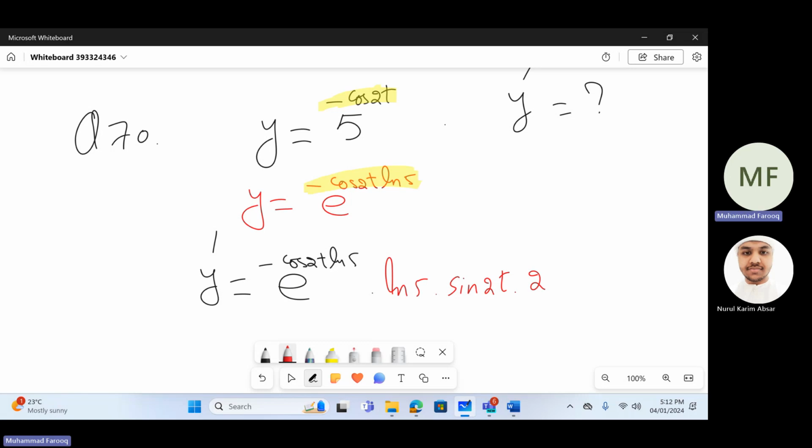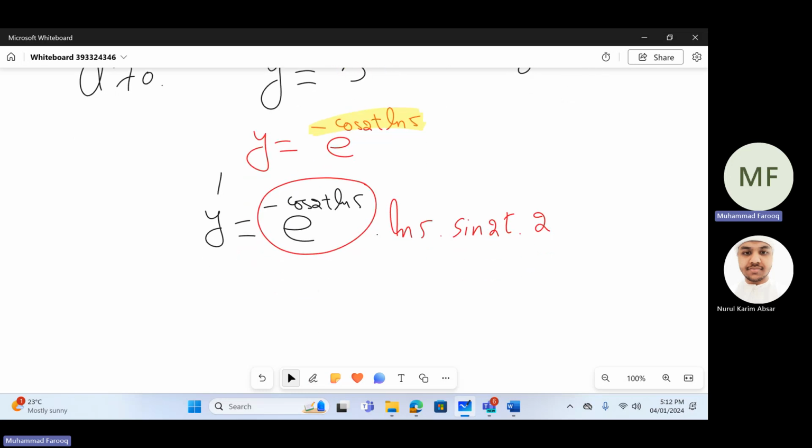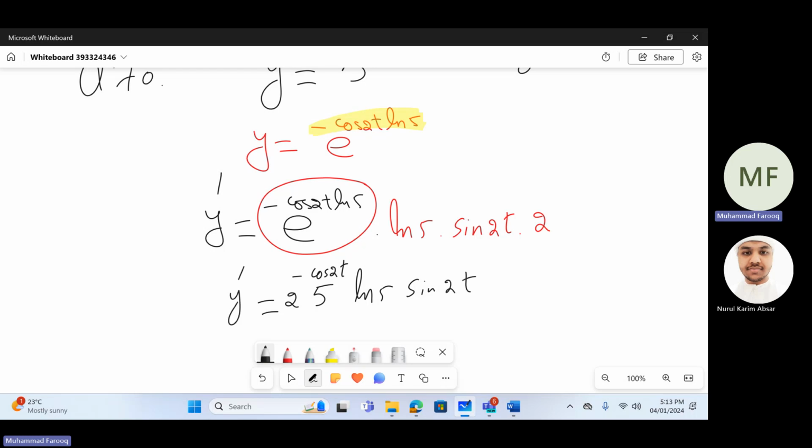Now please put back in base a. What I told you: this becomes the power of the argument. So how do I write this one? 5 to the power of how much? Minus cosine 2t. Very good. And here I have 2, you can put 2 here, no problem. I have 5, I can put 5 here. I have sine 2t. And that's it. This is the answer.